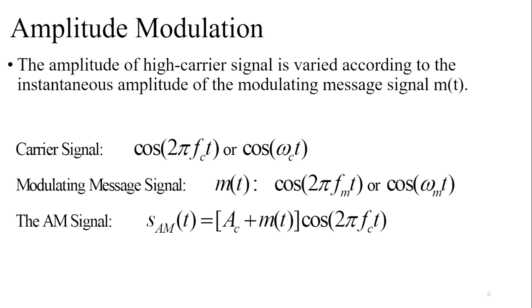In amplitude modulation, the high frequency carrier signal is varied according to the instantaneous amplitude of the modulating signal m(t). The carrier signal is cos(2 pi fc t), or cos(omega c t), where 2 pi fc is omega c. The modulating signal is m(t) equal to cos(2 pi fm t), where m means message signal, or cos(omega m t). These are combined, carrier and modulating signal, to produce the AM signal: s_AM(t) equals Ac, the carrier amplitude, plus m(t), the message signal, multiplied by cos(2 pi fc t) on the outer side.